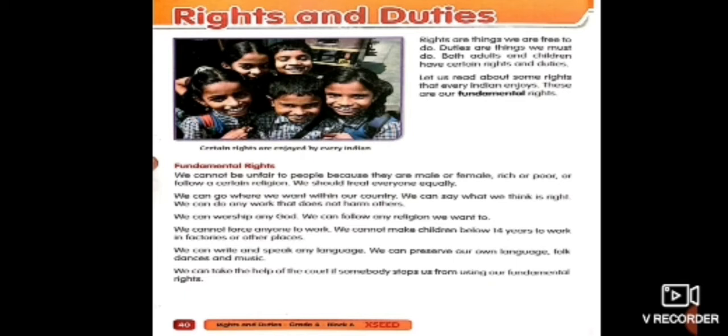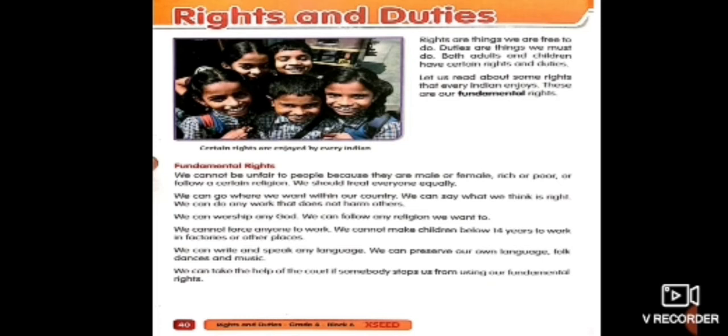Clear? Now the next thing which is given is we can't force anyone to work. We can't make children below 14 years work in factories or other places. Students, you know about child labor? When we force children below the age of 14 to work in factories, this is called child labor, which is banned in India. In India, we can't force anyone to work for long hours or work under unhealthy conditions. This right protects people from being exploited.